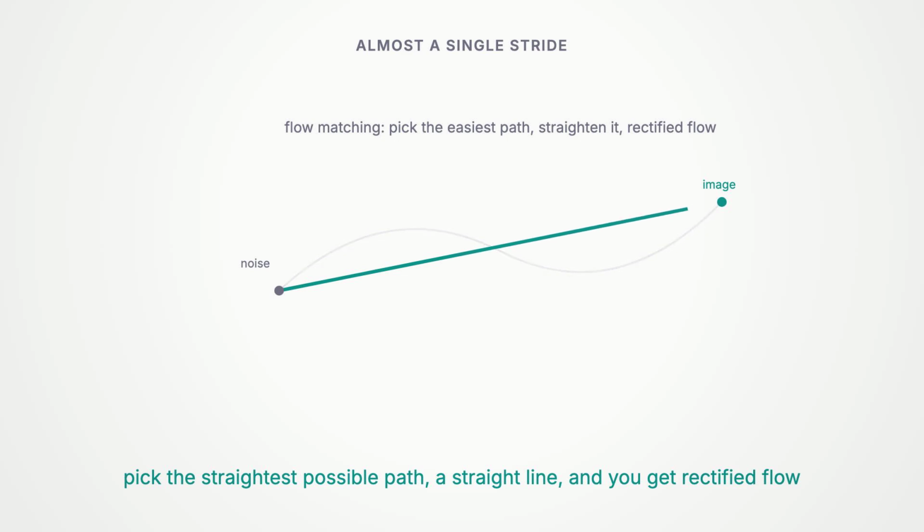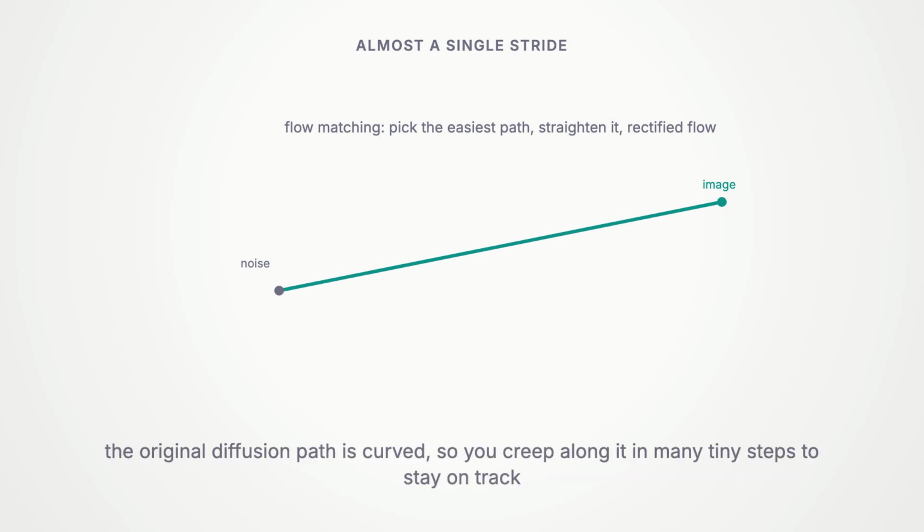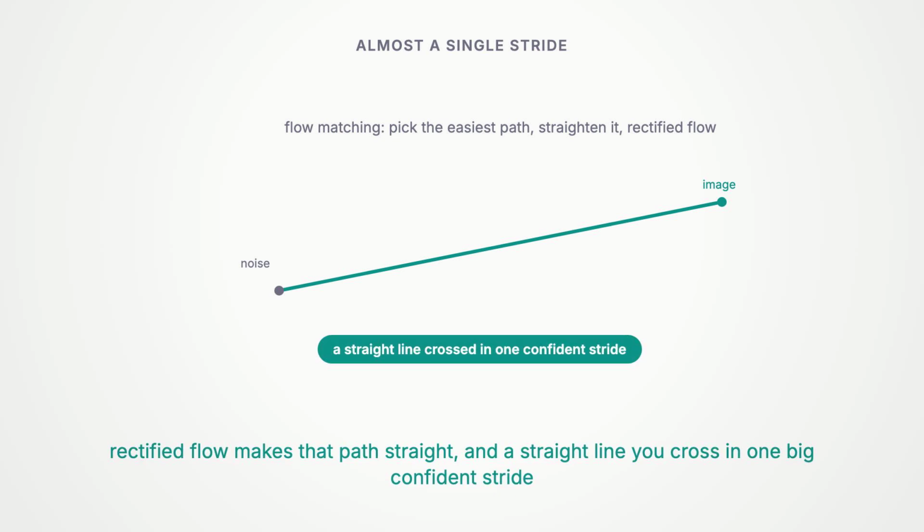Go back to that path from noise to image. In the original diffusion, that path is curved and wiggly, so you have to creep along it in many tiny steps to stay on track. Rectified flow trains the model to make that path straight instead, and a straight line you can cross in one big confident stride. Now, the part that experts are picky about, so let us get it exactly right. Flow matching is not a rival that beats diffusion. They are the same thing.